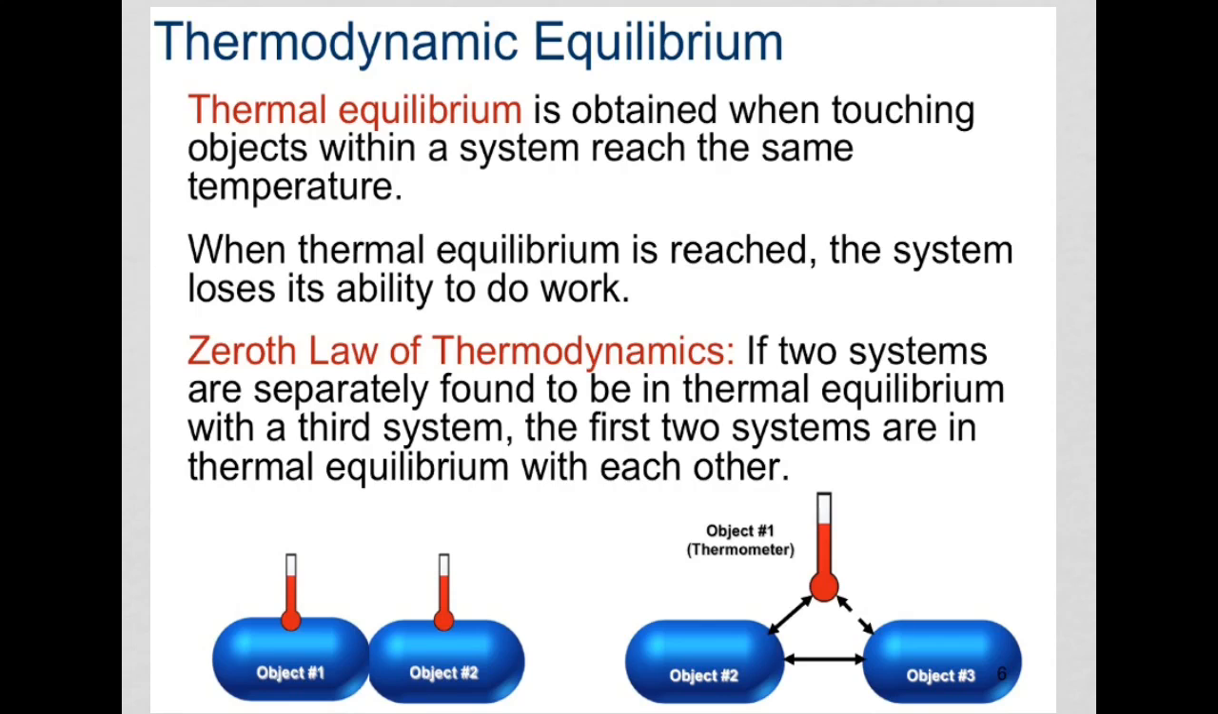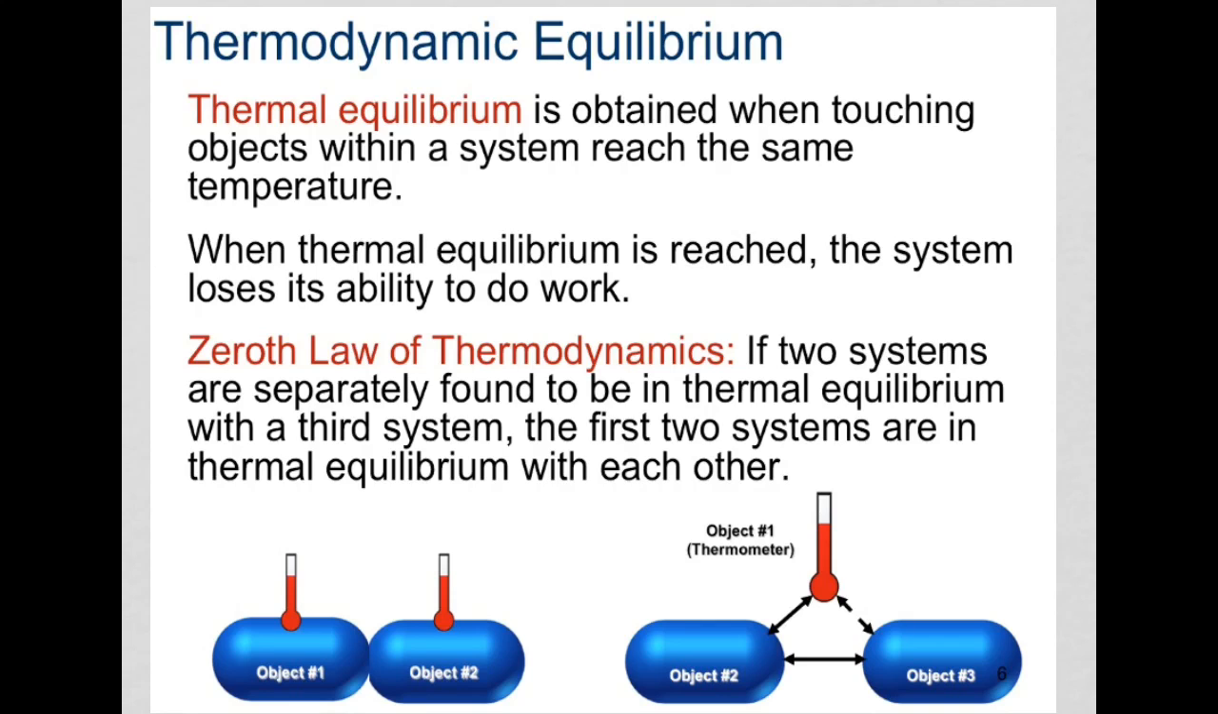When we're talking about thermodynamics and thermal energy, we have to talk about thermodynamic equilibrium. It's when there's no more transfer of thermal energy between objects. Thermal equilibrium is obtained when the objects reach the same temperature. So if one object is colder than the other, there's going to be some transfer of thermal energy. But if they're the same temperature, that's called thermal equilibrium.